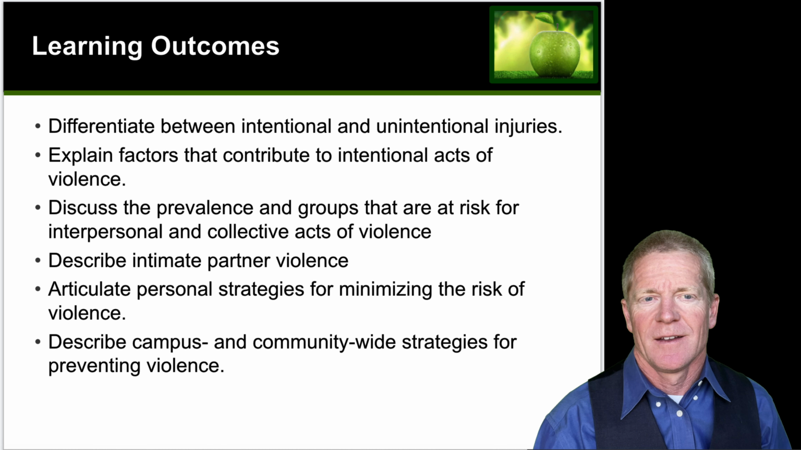Our learning outcomes. We're going to differentiate between intentional and unintentional injuries. We're going to explain factors that can contribute to intentional acts of violence. We're going to discuss the prevalence of violence and groups that are at risk. We're going to talk about intimate partner violence, and some personal strategies for minimizing your risk of violence. And we're going to look at campus and community-wide strategies for preventing violence.